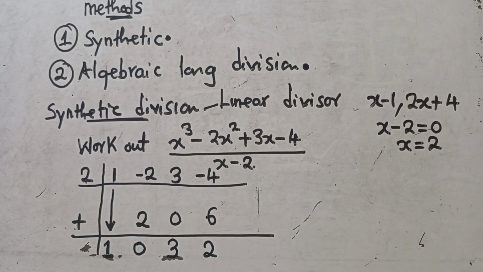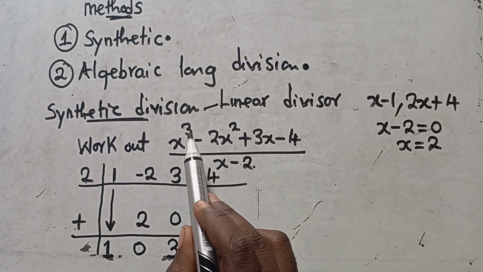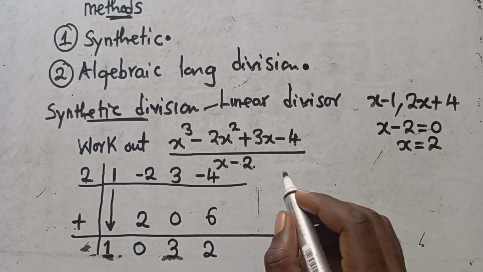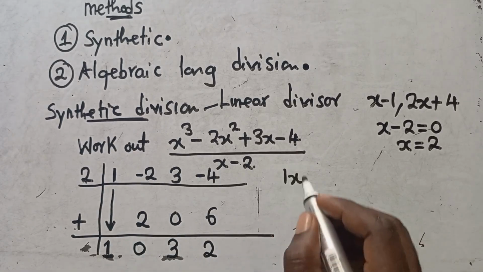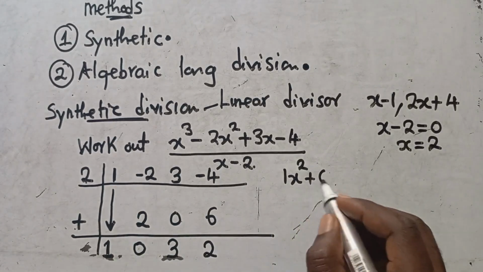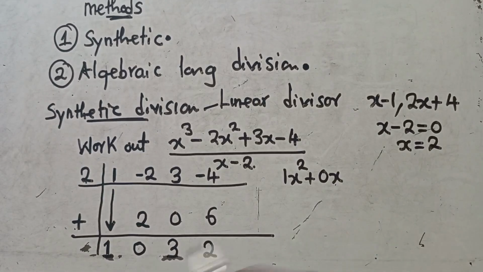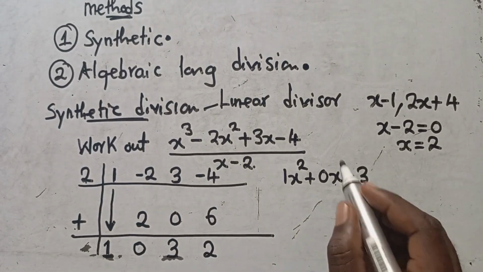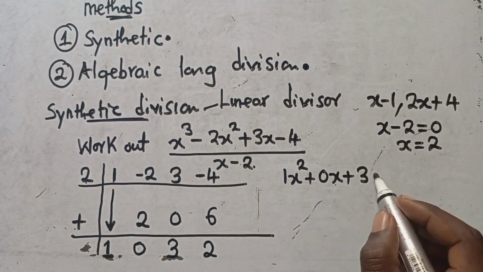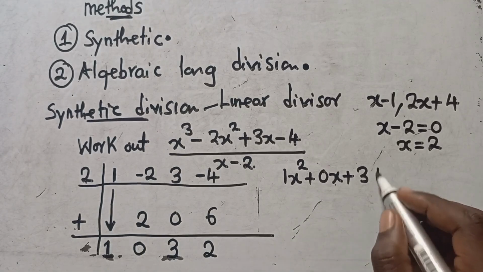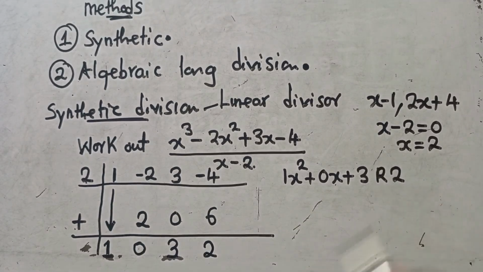So what you need to understand is that the power gets to reduce by 1. So meaning this one will have power 2. So it gets the coefficients. So that is 1x squared, then plus 0x plus 3, this one. Since this one is having 1, this one won't have x. Then this one is the remainder. So the last one is always the remainder. Remainder what? Remainder 2. This is what you need to get and understand.